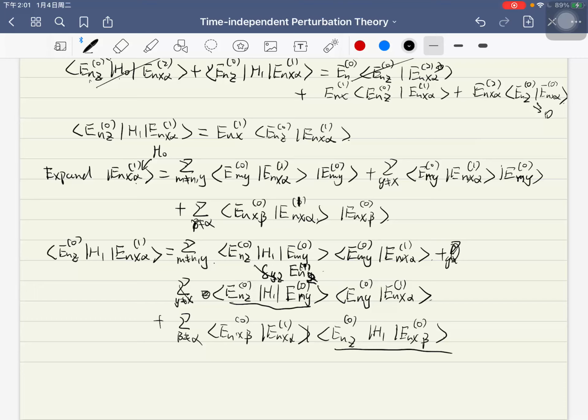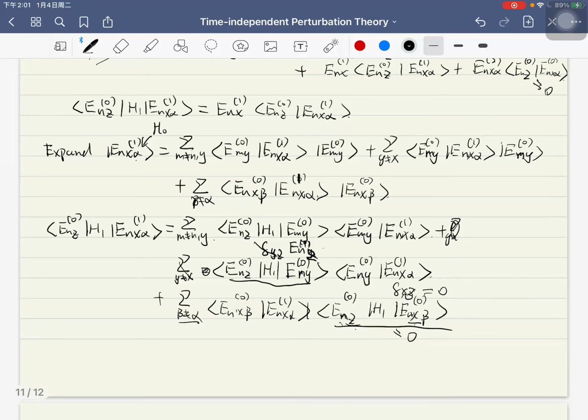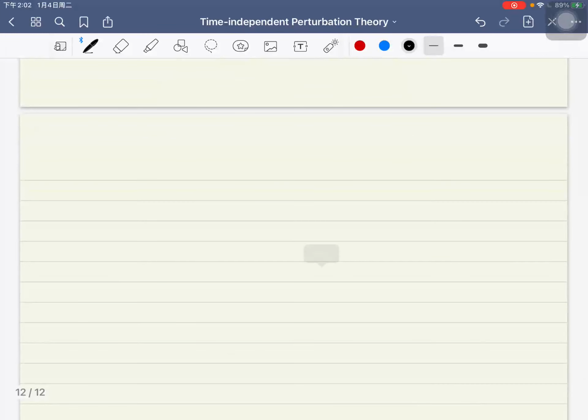And we can find this term will vanish because these two, because the x will not equal z, because there is no summation of the x z term. So delta x z, because z does not equal x, this term vanishes. So these equations can be written in this way.